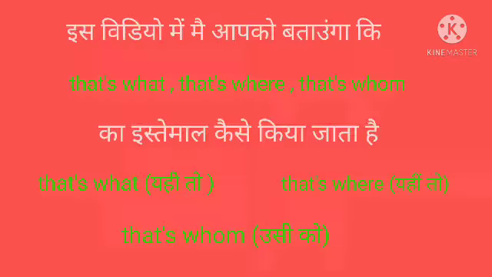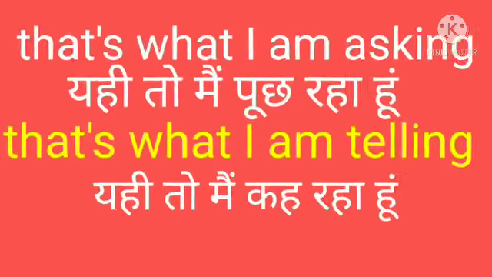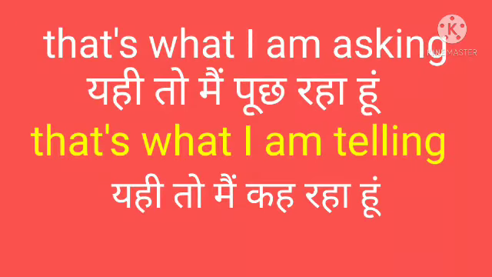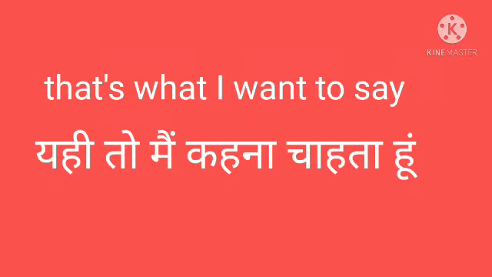In this video today I'm gonna tell you how to use that's what, that's where and that's whom in conjunction. That's what means यही तो, that's where means यही तो, that's whom means उसी को. That's what I am asking यही तो मैं पूछ रहा हूँ, that's what I am telling यही तो मैं कह रहा हूँ, that's what I want to say यही तो मैं कहना चाहता हूँ.